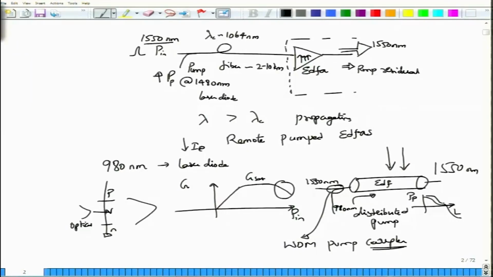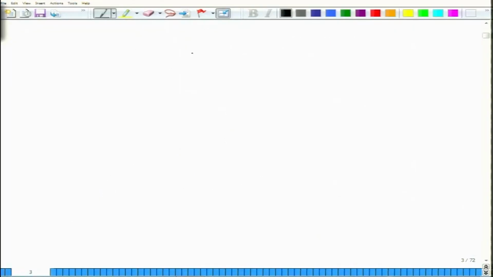Okay, so you do have a certain optimum length in order to realize your erbium doped fiber amplifier. At that point, whatever gain you get will be the optimum gain that you are going to use. This also indicates another idea that one can use.